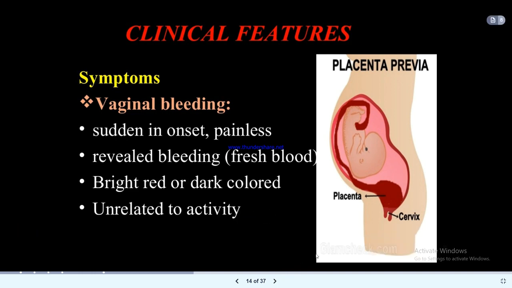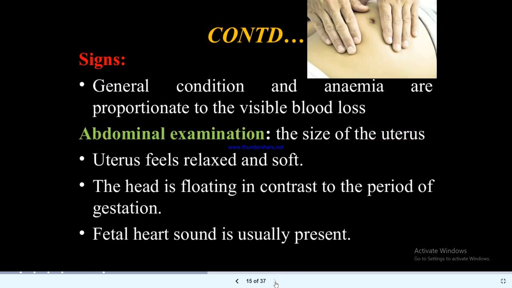Here you can see in pictorial form the bleeding and the placenta. You can see this is the cord attached to the fetus, and then the placenta, and the bleeding is coming out.